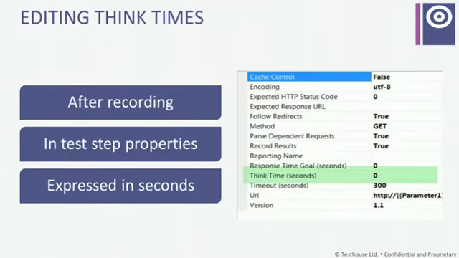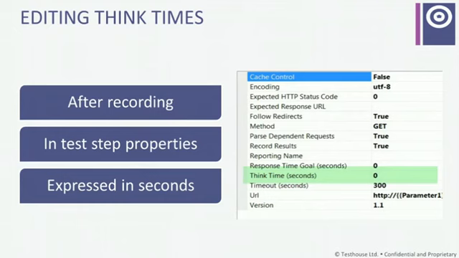So the way that you do change these think times is that you go into your recording, and you can look at the properties of each one of your requests. There are quite a few properties you can see on the right-hand side there. There's a whole list of properties that each one of these requests has that you can look at and manipulate. And one of them is think time.